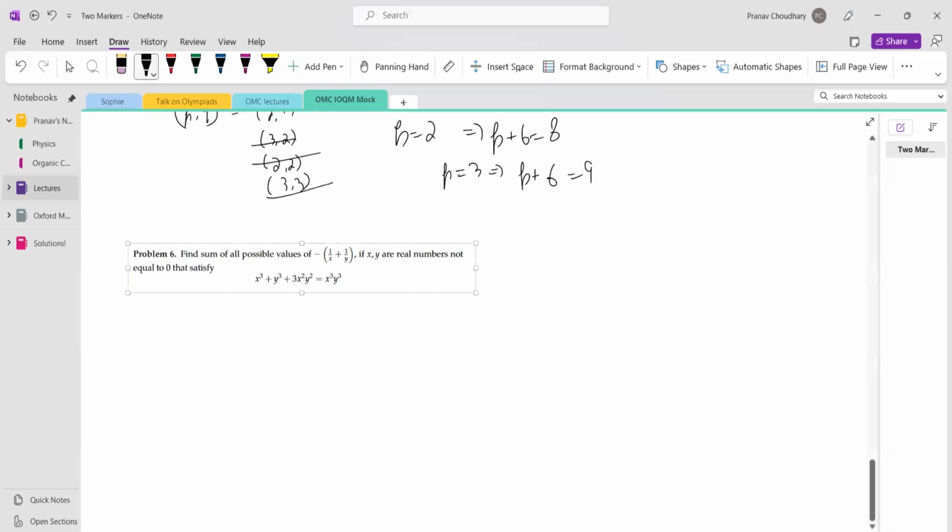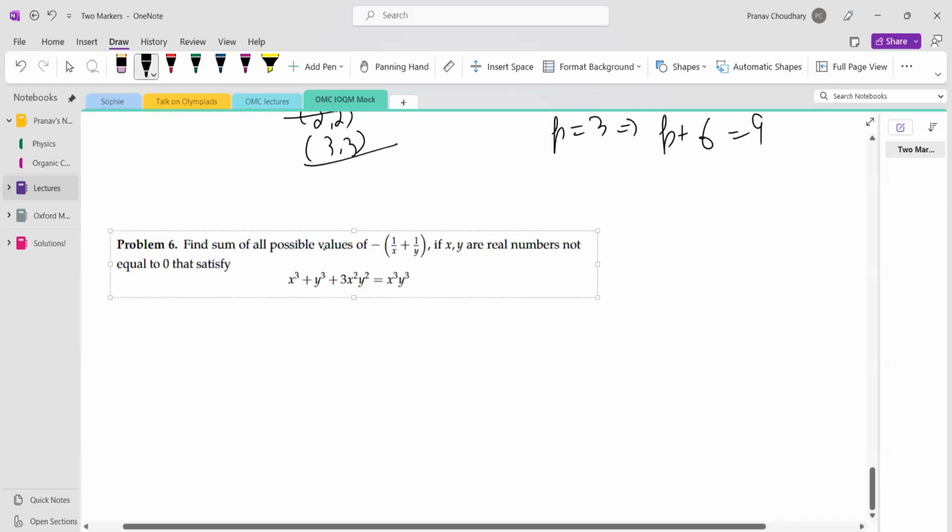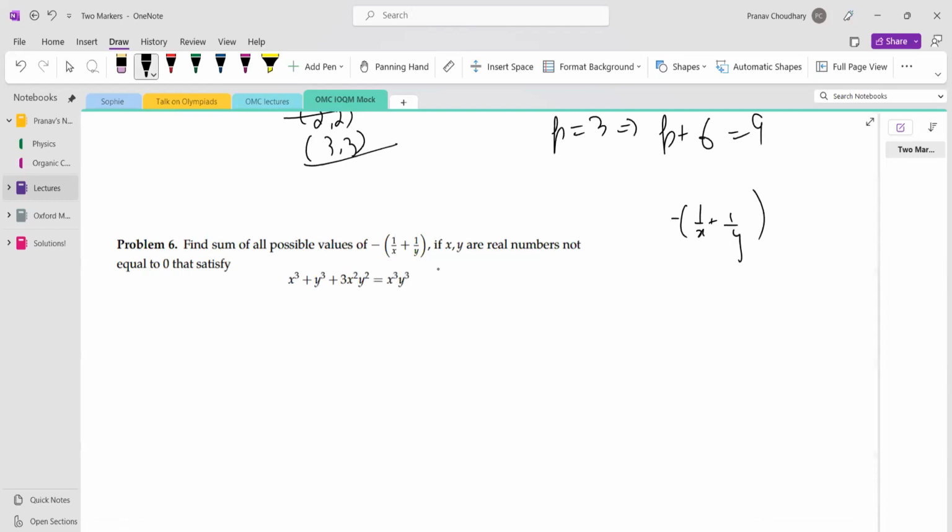So the question says we have to find the sum of all the possible values of negative 1 by x plus 1 by y, if x and y are real numbers not equal to 0, that satisfy this thing. Okay, so see, we can write this as x cube plus y cube minus x cube y cube plus 3x square y square equals to 0. This is a cube plus b cube plus c cube minus 3abc equals to 0 basically. Like, how do I motivate this?